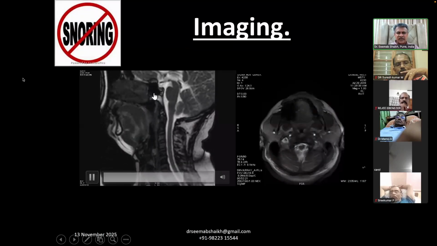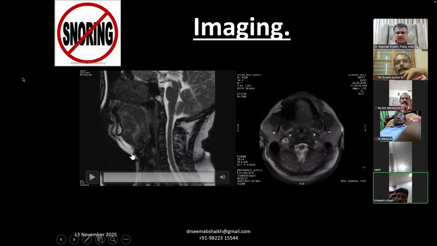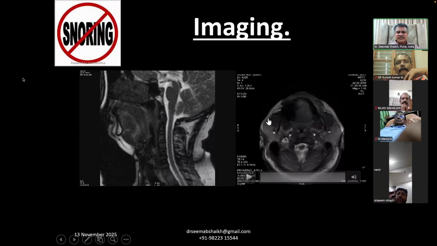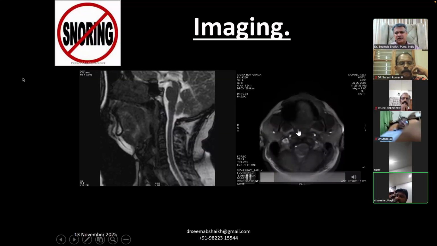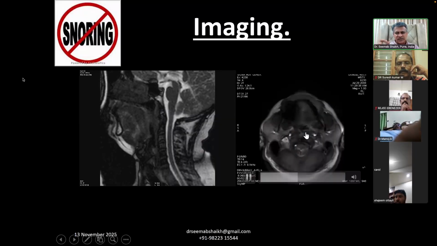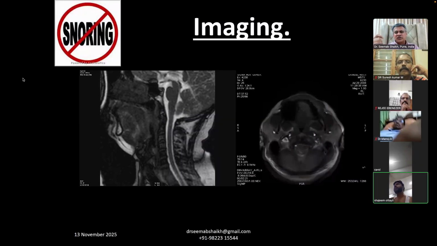So in the vertical direction, you see the nose, the nasopharynx, the palate, the tongue base, and the epiglottis. At the same time, you can always see the bony structures also. The same situation, when you do it in an axial scan, you will be able to see the anteroposterior and the mediolateral diameters. And because it's an MRI, you can actually record the diameter. You can record the measurements.